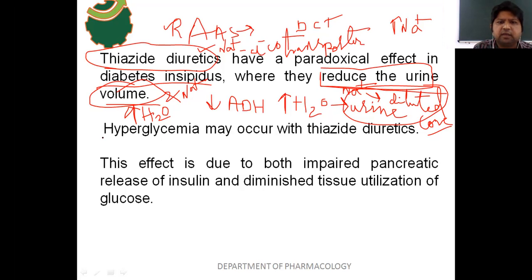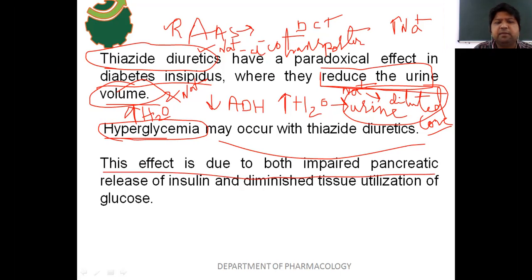Now coming to another thing, hyperglycemia. Hyperglycemia may occur with thiazide diuretics. The reason is clearly mentioned for why there is an elevated blood glucose level with thiazide diuretics. This is due to impaired pancreatic release of insulin. Generally, insulin is converted from pro-insulin. Pro-insulin leads to active insulin. Here, thiazide diuretics interfere with the formation of insulin. They interfere with the conversion of pro-insulin to insulin. That is one problem.